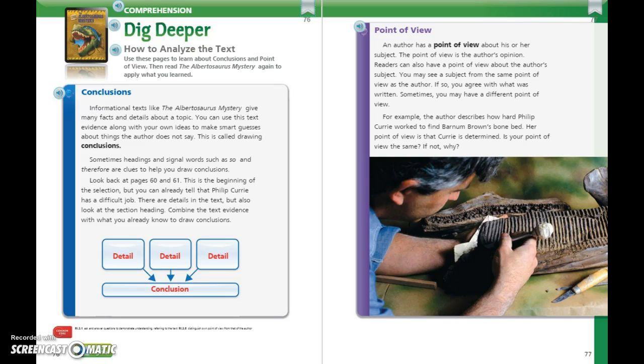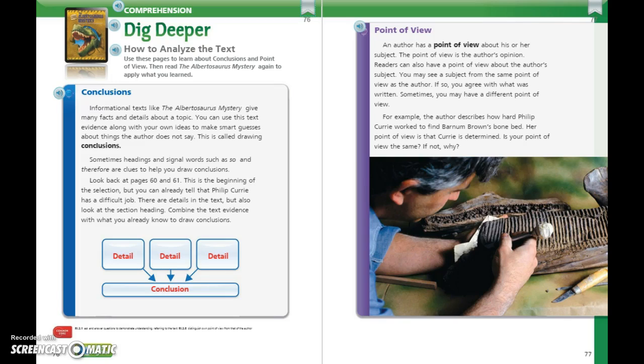Conclusions. Informational texts like the Albertosaurus mystery give many facts and details about a topic. You can use this text evidence along with your own ideas to make smart guesses about things the author does not say. This is called drawing conclusions. Sometimes headings and signal words such as "so" and "therefore" are clues to help you draw conclusions.